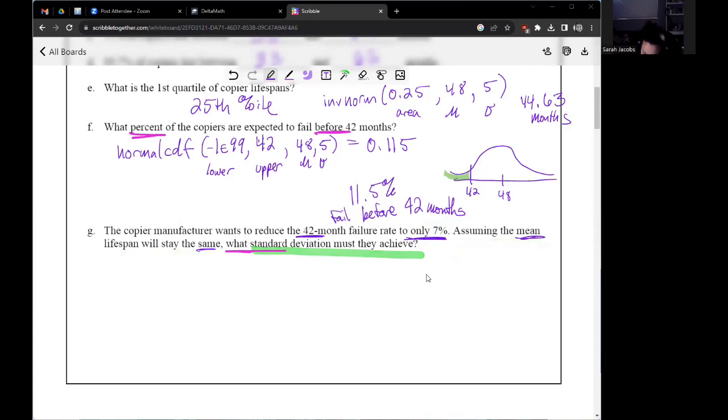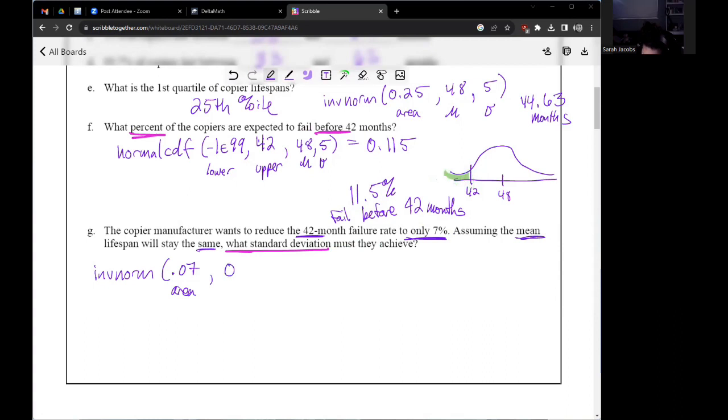So what standard deviation? If you do not know the standard deviation, then you have to use our standardized mean and standard deviation of 0 and 1. So what we'll do here is say inverse norm, and then the area this time is going to be 7% because that's what we want. We want this area to the left of 42 to be 7%.